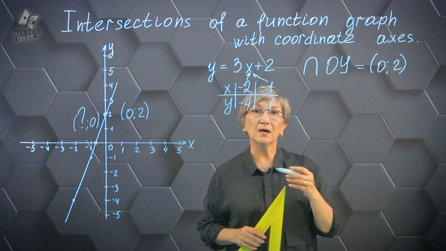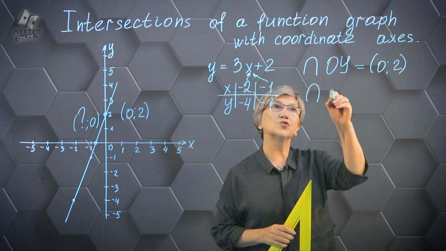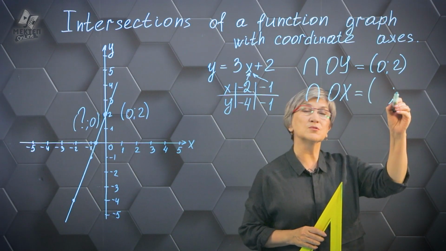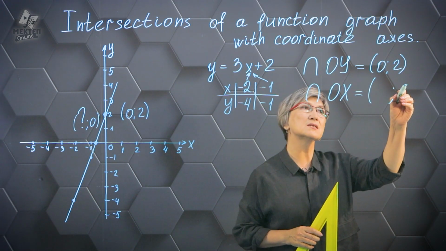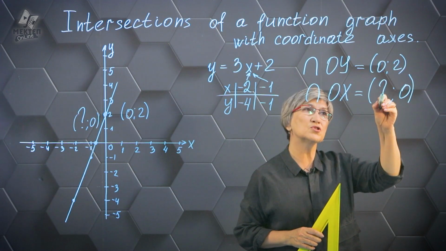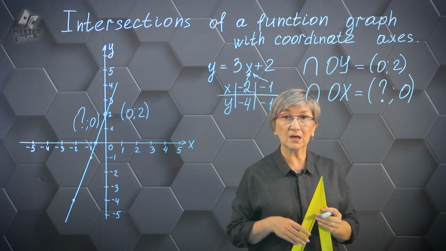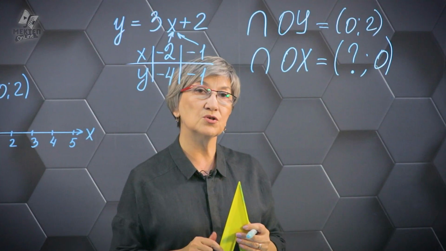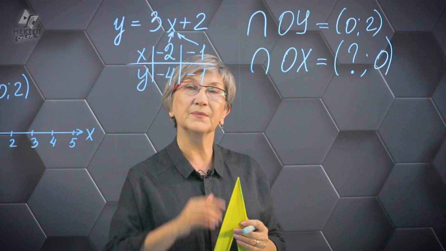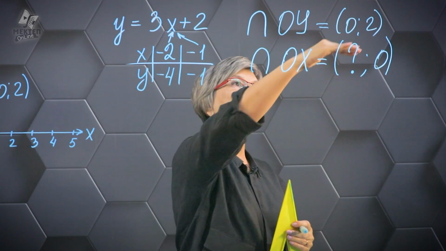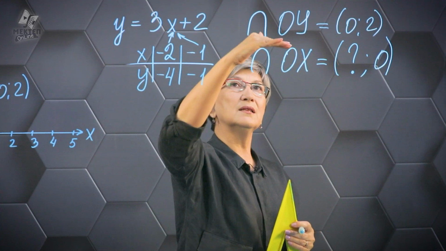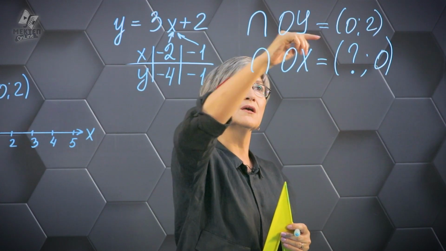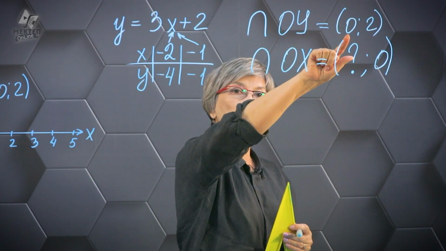We easily found this point, but we haven't identified the intersection with the x-axis. However, we know that along the x-axis, the y-coordinate is 0, and we need to find the x-coordinate. How do we find this coordinate without graphing the function? For this situation, we should follow this rule. I want to draw your attention to the coordinates. When our line or the graph of any function intersects the y-axis, the x-coordinate is equal to 0.